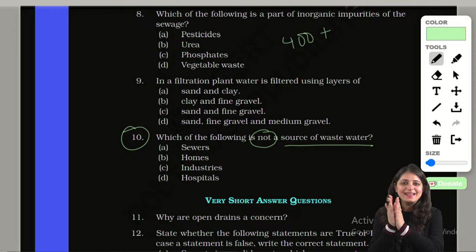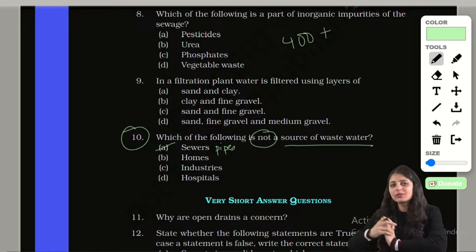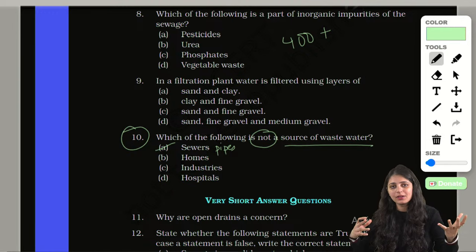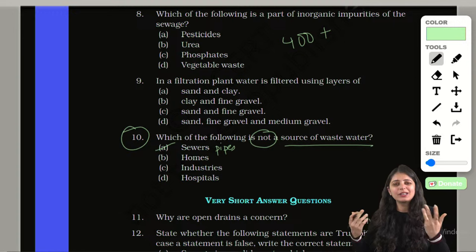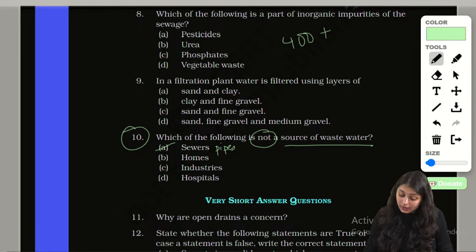Well done. Very good. It's going to be sewers. Sewers kya hai? Pipes hai. These pipes are used to transport or carry wastewater. But they are not a source. वहाँ से originate नहीं हो रहा है. वो तो बस transfer करने में help हो रहा है. घर से wastewater बनता है. बिल्कुल घर से कितना सारा wastewater generate होता है. Industry से और ज़्यादा होता है. Hospital से होता है. So all these three are wrong. Option A is the correct answer.